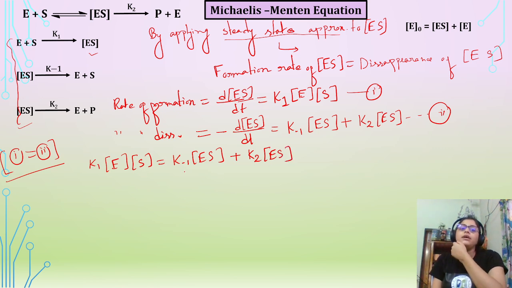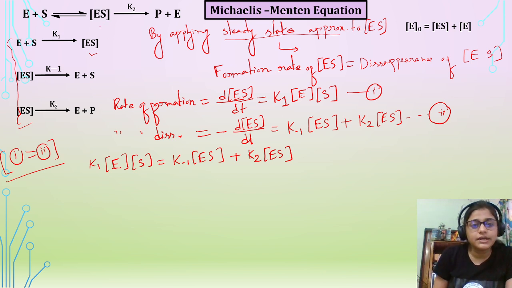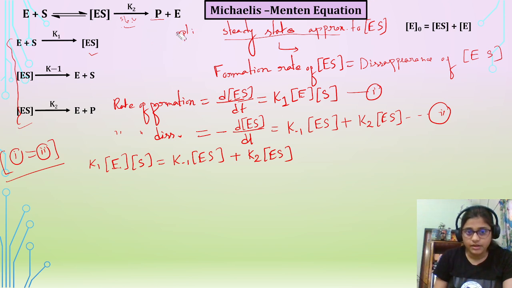Now from this equation we have to find the expression for the concentration of ES. Why? Because the rate of reaction is K2 into ES, since the product is forming here and this is the slow step. So the overall rate of the reaction, I should write it upside.